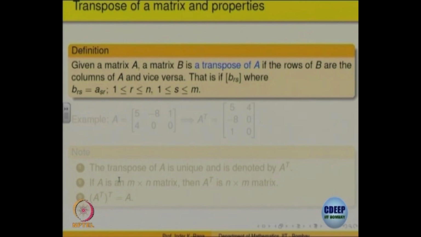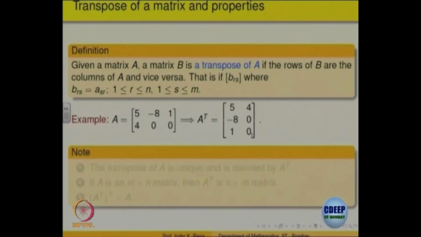So, if it was M cross N, what is the new matrix? N cross M, right, rows and columns have been interchanged. One can write the new matrix's rsth element as a_sr, interchanging the row with the column. So, that is the transpose. A simple example for this: the first row is 5, minus 8, 1, 4, 0, 0. So, this row has become a column here, and this row has become a column here.